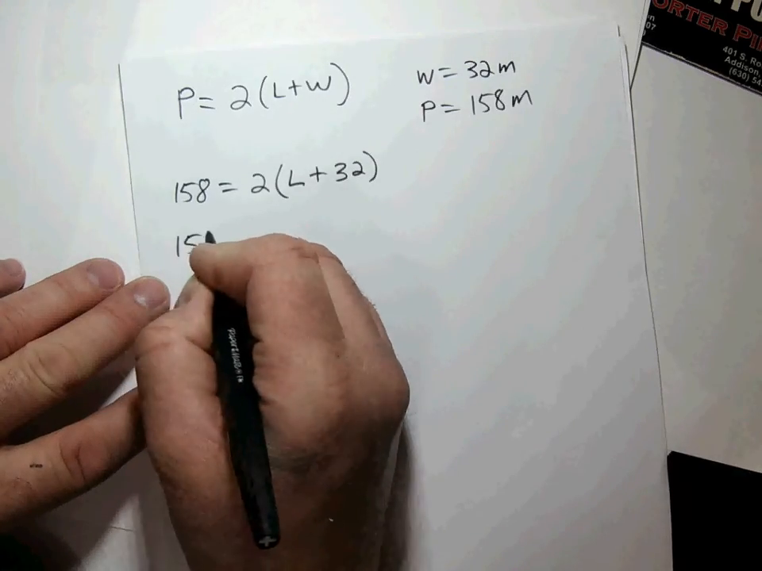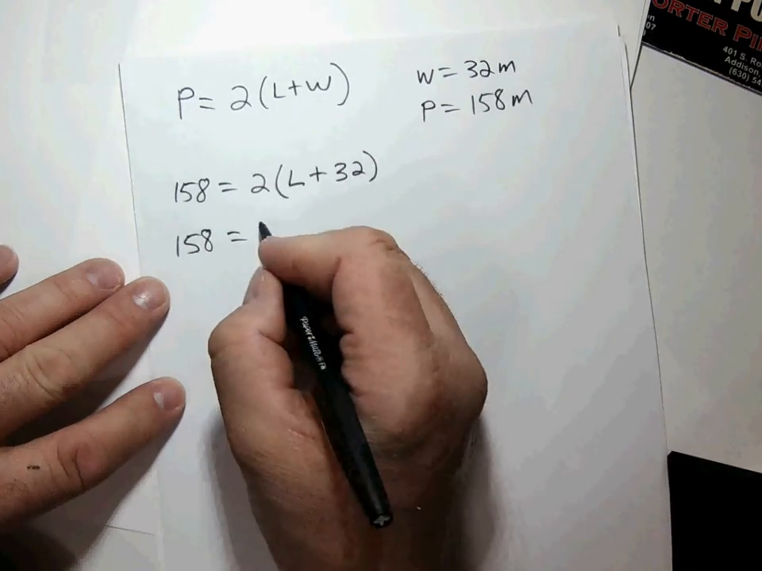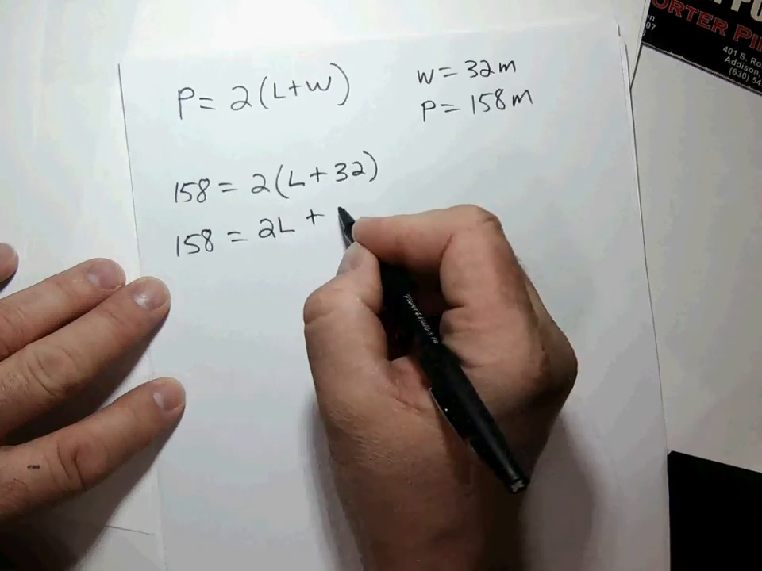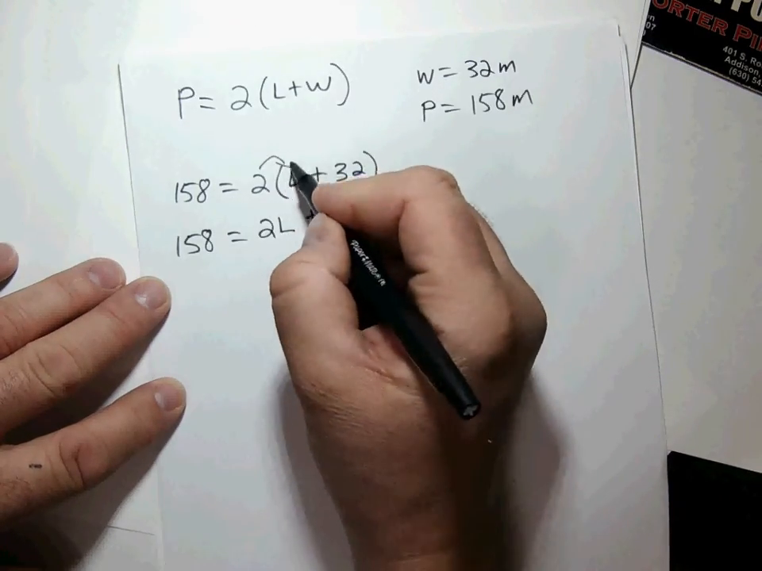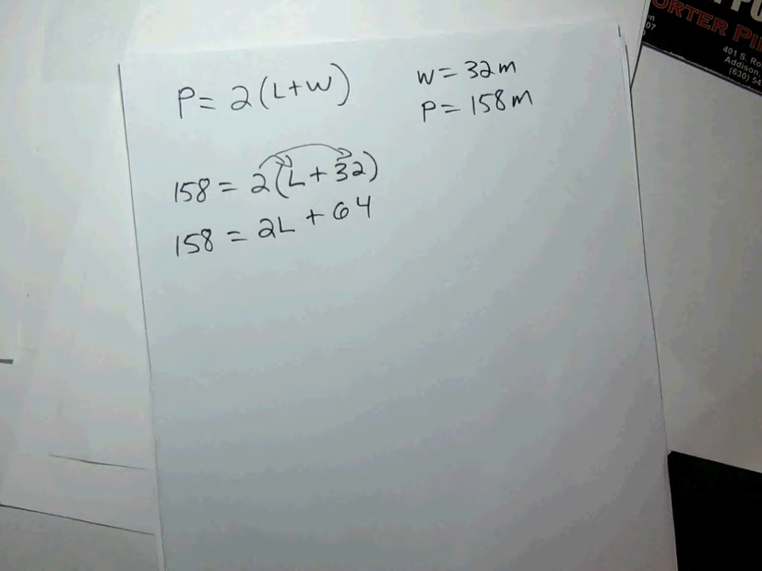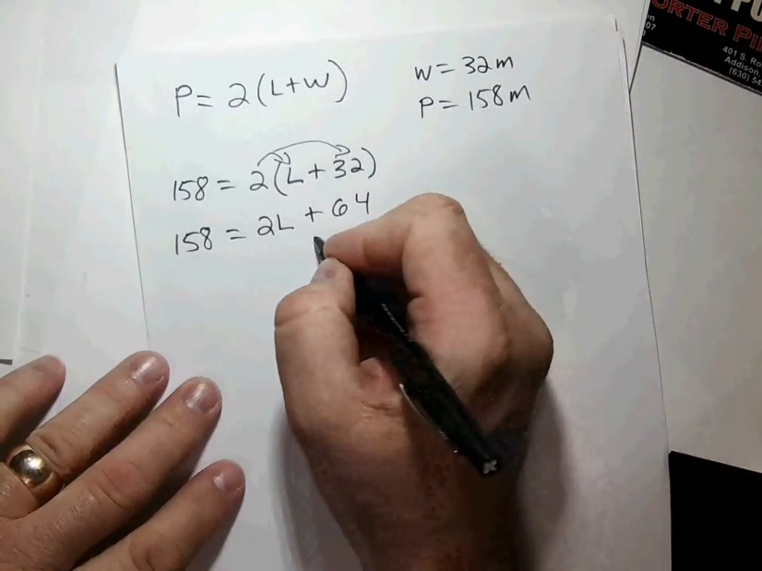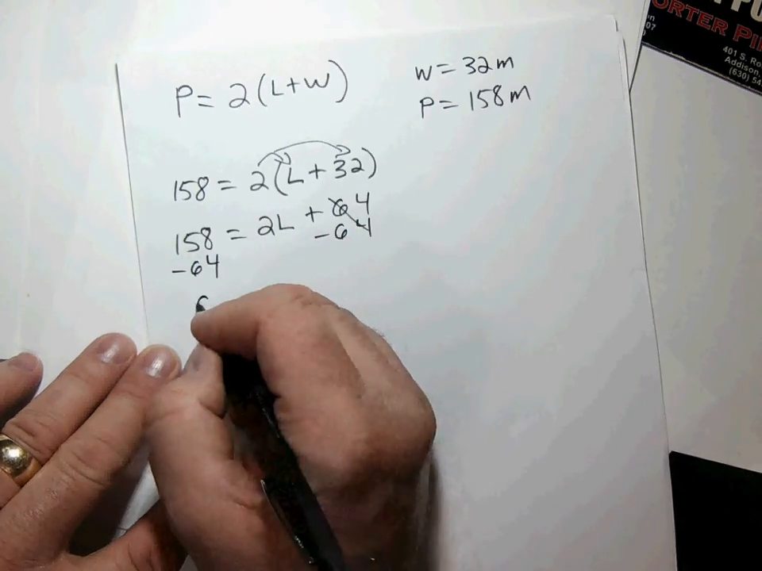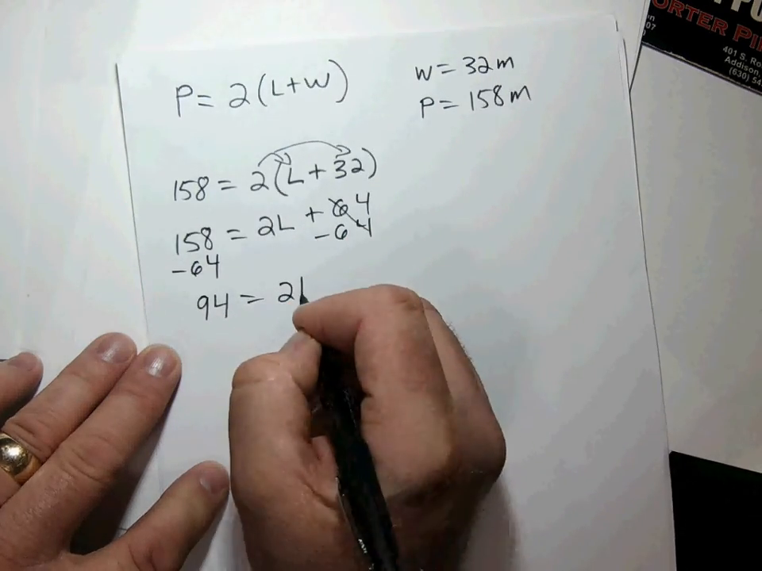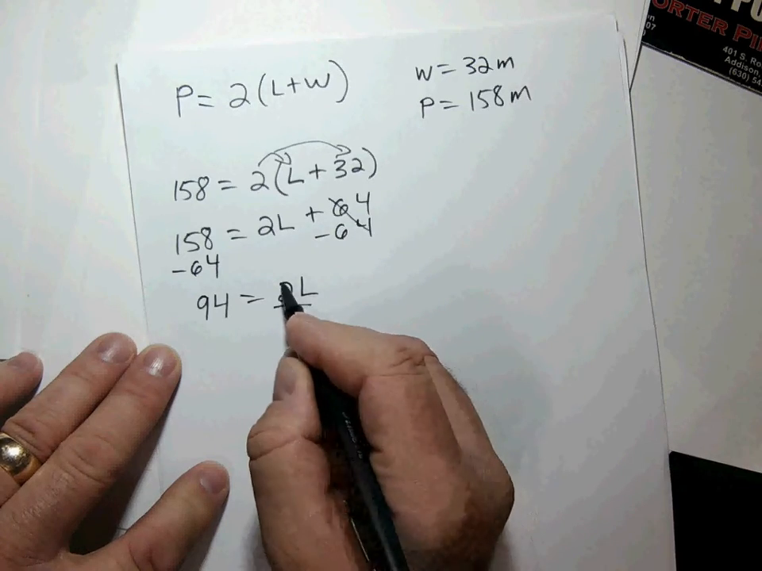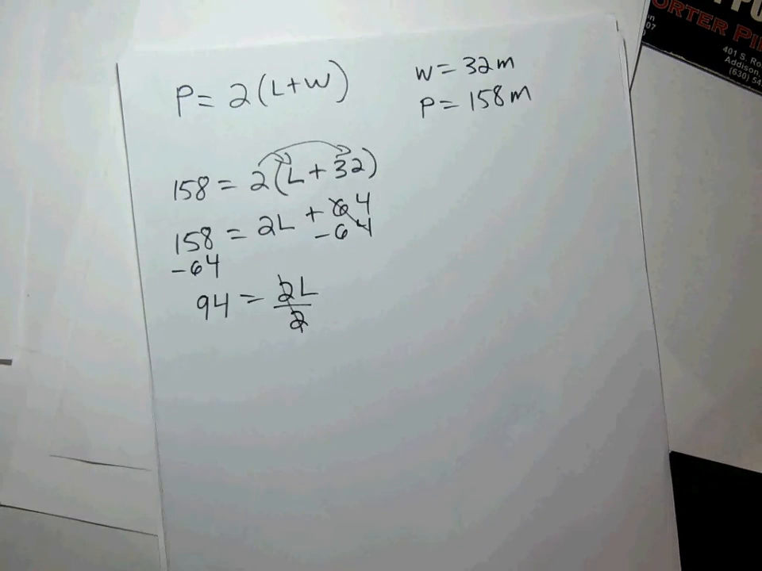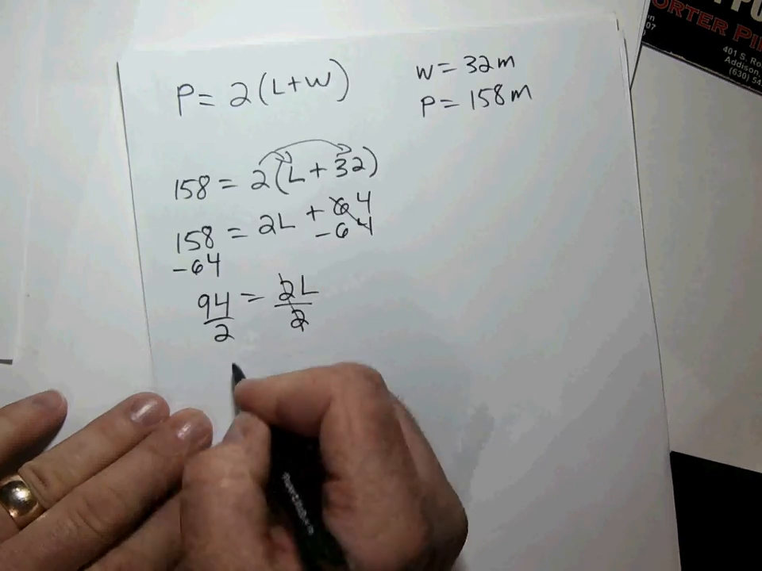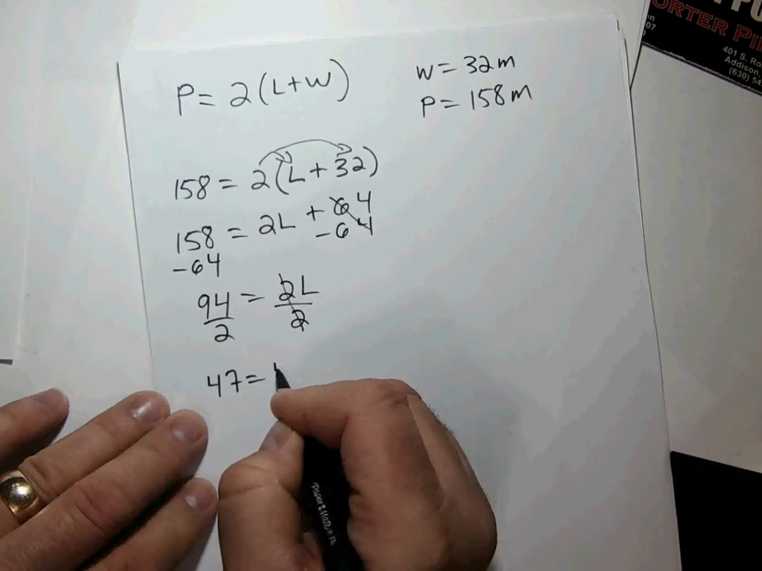I've got a little cleaning up to do on the left here. I'm going to distribute my 2, and I'm going to get 2L plus 64, right? I've got an L on the right side of the equation, no L's on the left, so I need to get all my constants over there to the left. So I'm going to subtract 64 from both sides, and I'm going to have 94 equals 2L. My last step will be to divide by that number in front of L, that coefficient, so I'm going to divide by 2 on both sides. So I'm going to get L equals 47.